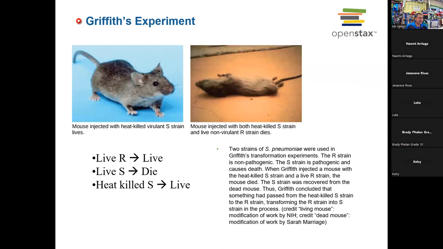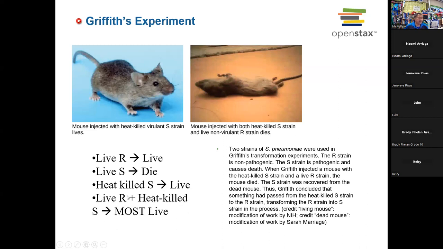before that, what we can do is take the bacteria that causes the disease, the S strain, and kill it with heat, and then inject that into a mouse. Well, the mice still live. And that makes sense also. Even though the S strain causes the disease, they have been killed. And so since they're dead, they shouldn't cause the disease, and these mice live.